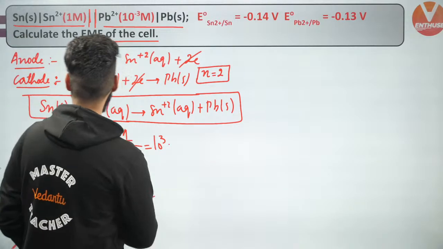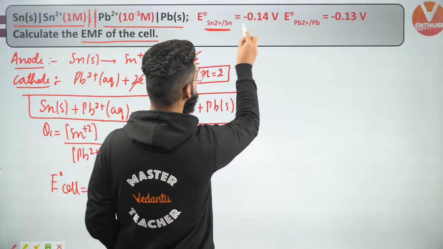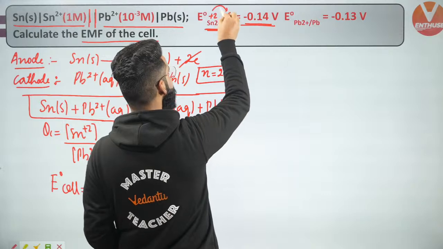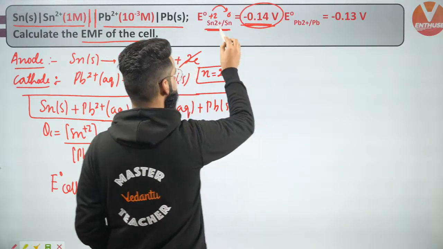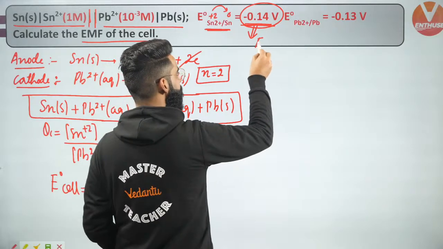Now first thing, what is my cathode? Cathode is this tin electrode. Am I given the standard reduction potential of this tin electrode? You can check it out. Plus 2 to 0, that means reduction. Reduction means this is the standard reduction potential value of the tin electrode. So this is the value of E naught C, right?